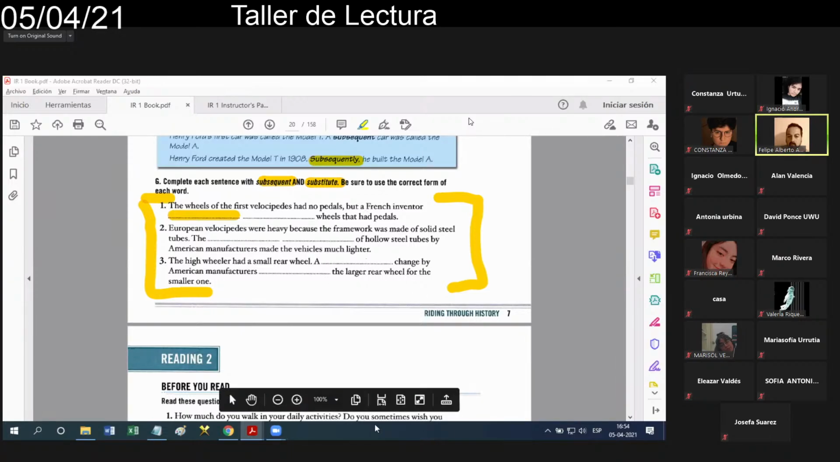One more time, I'm going to open my chat box and I'm going to ask you again, which one corresponds to number one? Provide me with an answer for number one. The wheels of the first velocipedes had no pedals, but a French inventor wheels that had pedals. Give me only the first one.